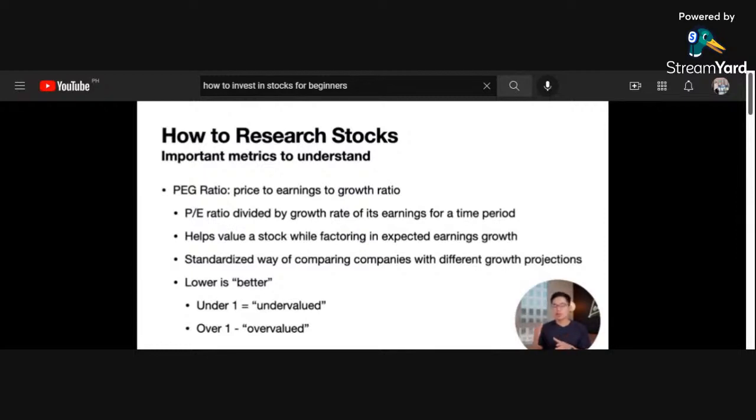Now, with the PEG ratio, the lower, the better. So if you have a PEG ratio of under 1, this means that technically this company could be undervalued. And if the PEG ratio is over 1, that means it's technically overvalued.